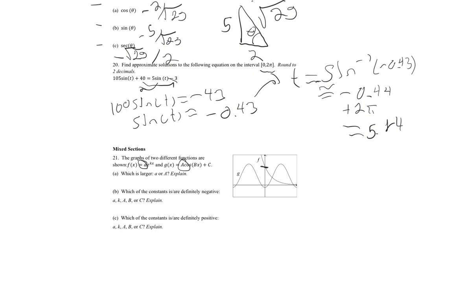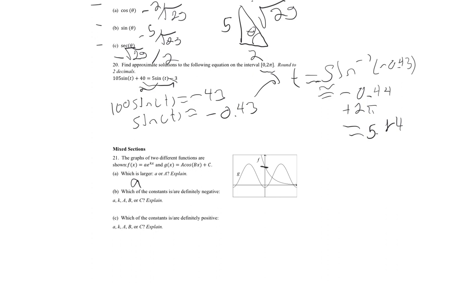And that the capital A from the cosine function, we know that's negative since the cosine graph that we see is reflected. It's multiplied by a negative number. So we know that lowercase a is positive and the capital A is negative. So the lowercase a is larger. For part B, we want to look at which of the constants are definitely negative. And so we have the options of A, lowercase a, K, and capital A, B, or C.